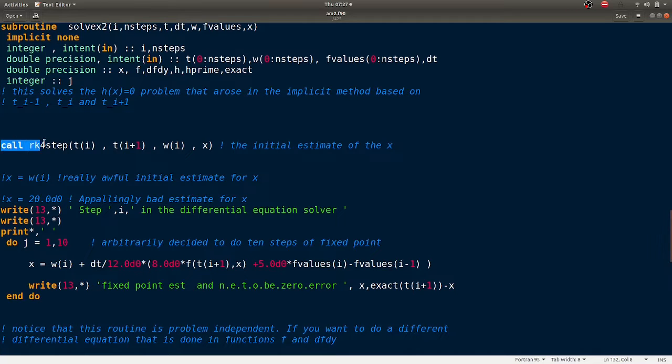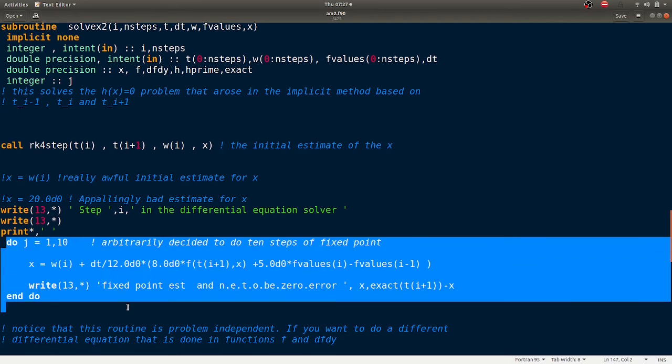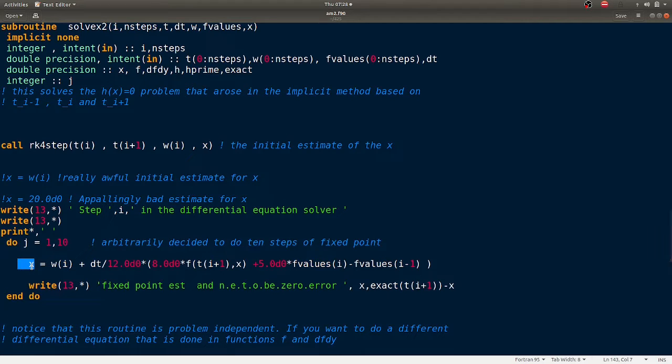As before, we get an initial estimate for W number I plus 1 by doing one step of Runge-Kutta. After that, this is the work in the subroutine. I decided arbitrarily to do 10 steps of fixed point rather than Newton, and if you'll take our differential equation method and replace Wi plus 1 with x, you will get that line of code. This is our implicit differential equation solver being used as a fixed point method.